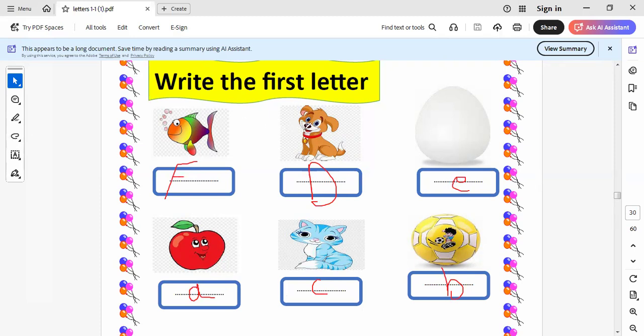Okay. Here is fish. Here is dog. Here is egg. Here is ball. Here is cat. And here is apple. Let's go to another one here, to another item or another exercise.